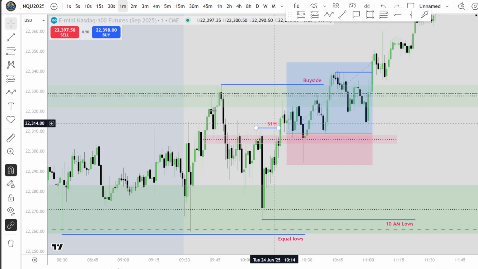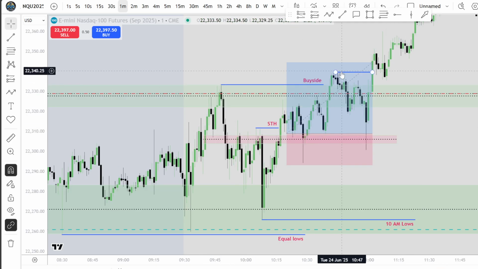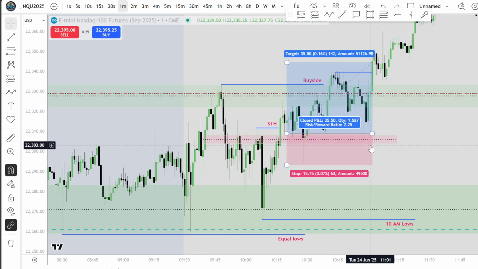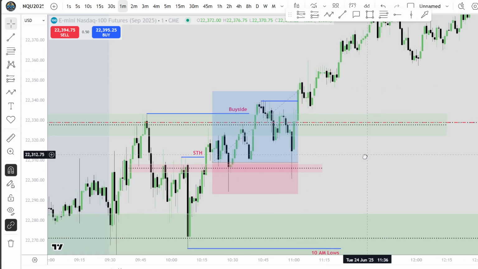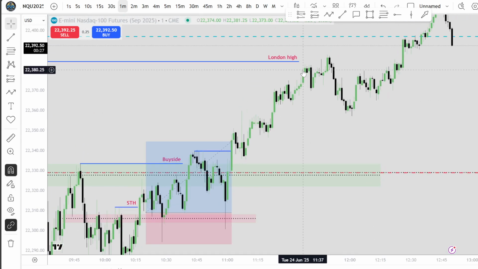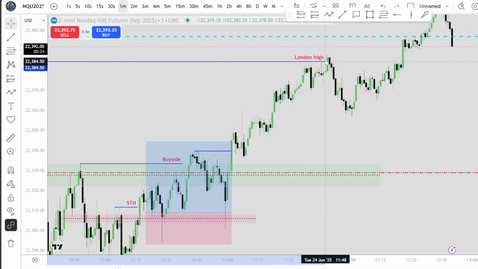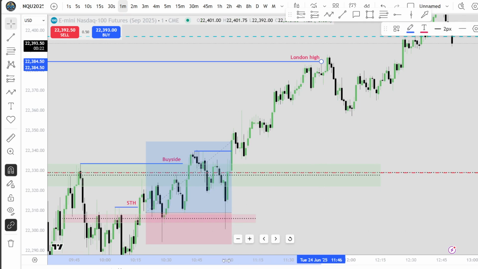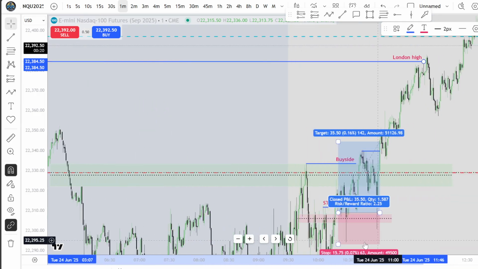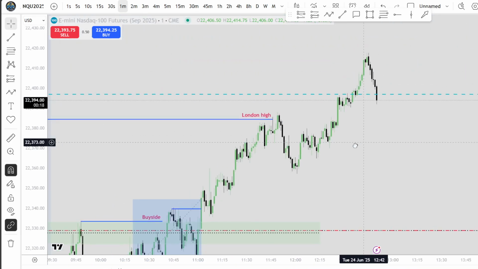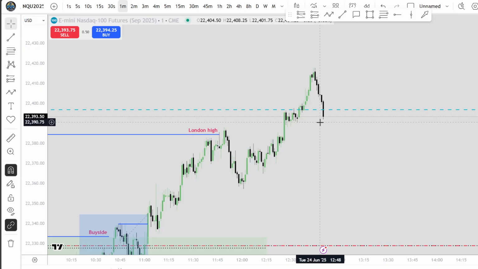Boom. Buy side here, pushed up through it, retraced again down to the first percent fair value gap, and then rallied up to our next target, which is London High from here. And now we have reached the upper quadrant. It's the blue dotted line here.